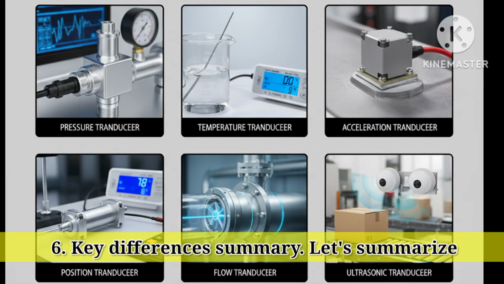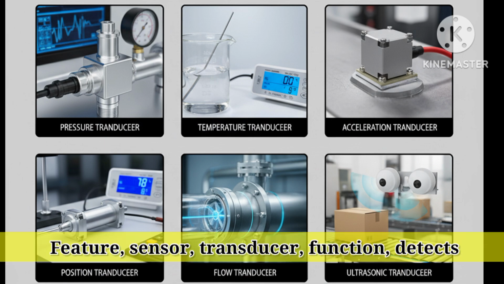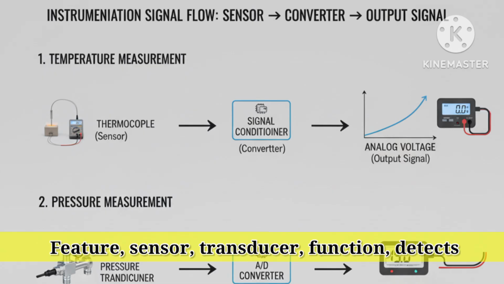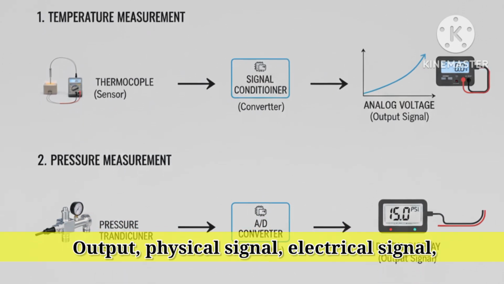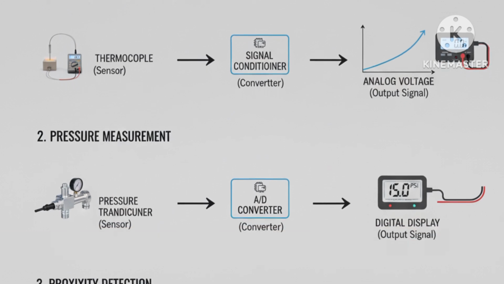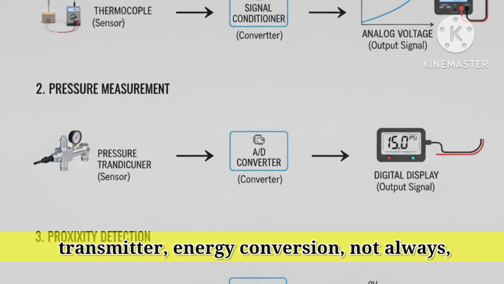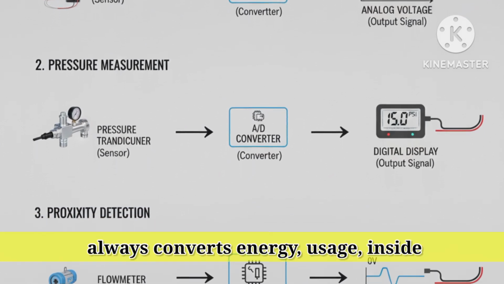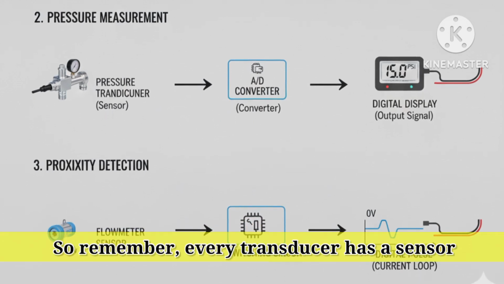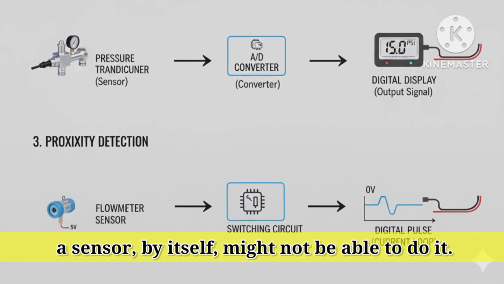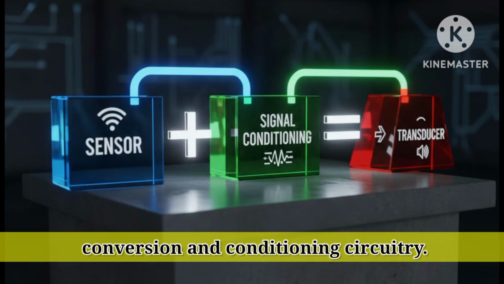6. Key differences summary. Let's summarize the key differences between sensors and transducers. Function: a sensor detects a physical quantity, a transducer converts a physical quantity into another form. Output: physical signal versus electrical signal. Example: thermocouple junction versus temperature transmitter. Energy conversion: not always for a sensor, always for a transducer. Usage: a sensor is used inside transducers, a transducer is a complete measurement system. So remember, every transducer has a sensor inside it. But a sensor, by itself, might not be a full transducer until it's equipped with conversion and conditioning circuitry.